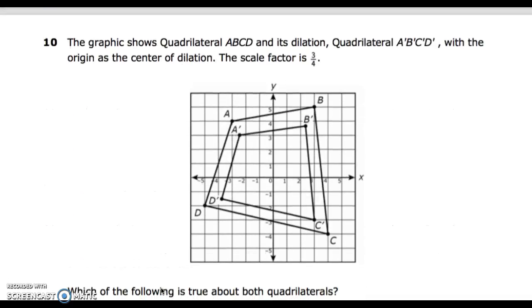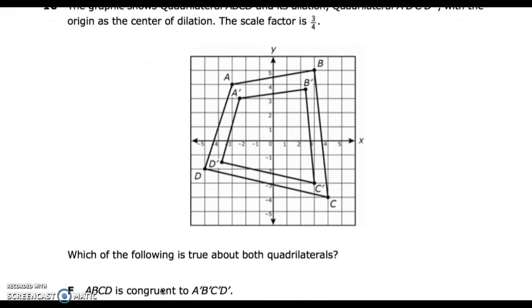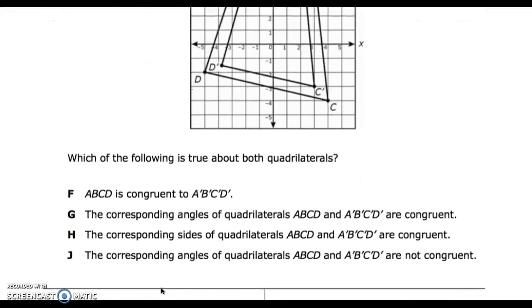Number 10, the graphic shows quadrilateral ABCD and its dilation, quadrilateral A'B'C'D', with the origin as the center of dilation. The scale factor is 3/4. Which of the following is true about both quadrilaterals? Let's know if they're congruent or not.